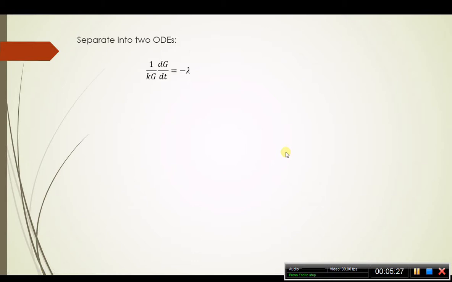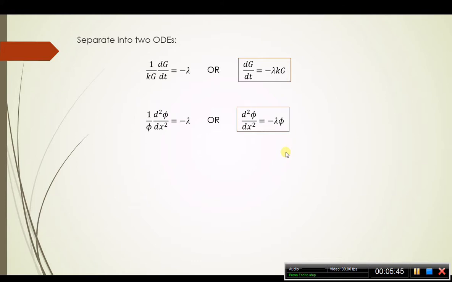So here is our first ODE, or we could actually write it as just dg/dt is equal to minus lambda k g. Our second ODE we can write as the second derivative of phi is equal to negative lambda phi. So remember, we have our boundary conditions.